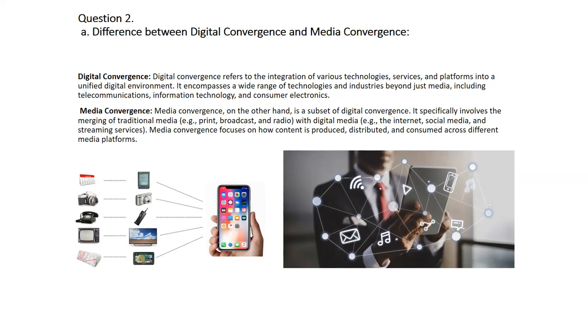Then media convergence, on the other hand, is a subset of digital convergence, a sector under digital convergence. It specifically involves merging traditional media, for example print, broadcast, and radio, with digital media, for example the internet, social media, and streaming services. Media convergence focuses on how content is produced, distributed, and consumed across different media platforms. Nowadays, we access radio via our phones using the internet, rather than owning a radio. So that falls under media convergence.